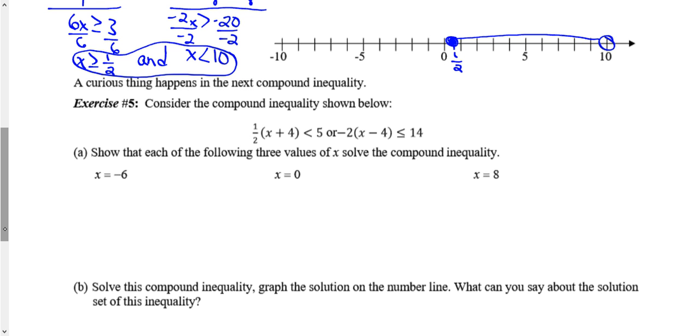Let's run through this. They want to know if these values make it true. Well, we're not solving it right now. We're just trying to see if these are going to be solutions, right? Now, it's a disjunction. It's or, right? What's going to be required to make this true? So we only need one. Only one needs to be true. Either one.